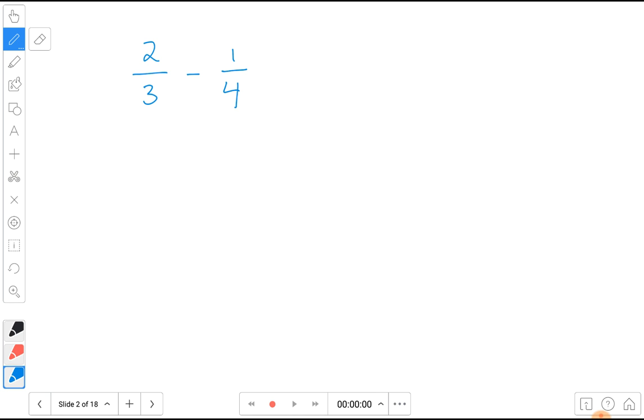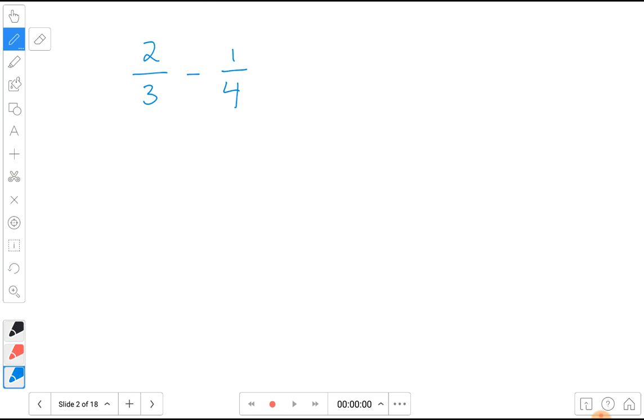I need to find the LCM, the lowest common multiple. I can write them off to the side. 3, 6, 9, 12, 15, 18, and so on. For 4: 4, 8, 12, 16. Once you do this a few times, you'll be able to do it in your head. You'll realize pretty quickly the lowest common multiple of 3 and 4 is 12.